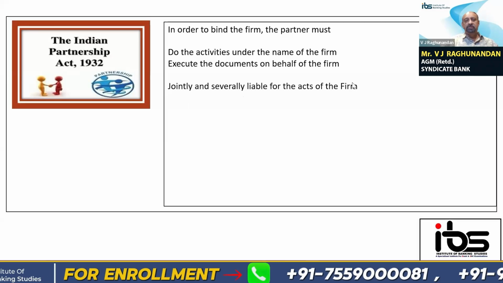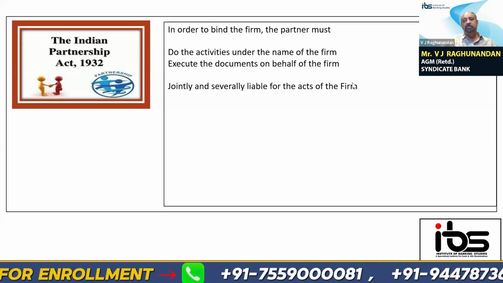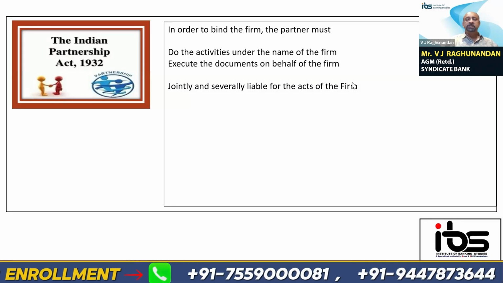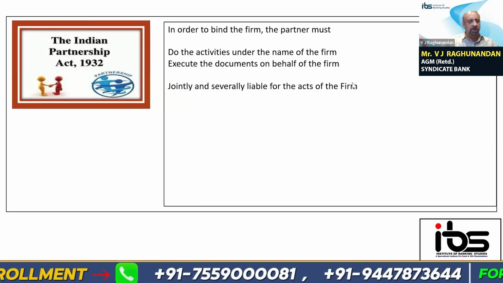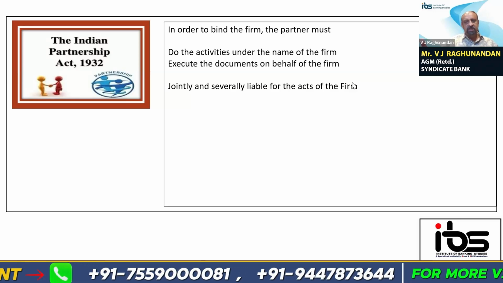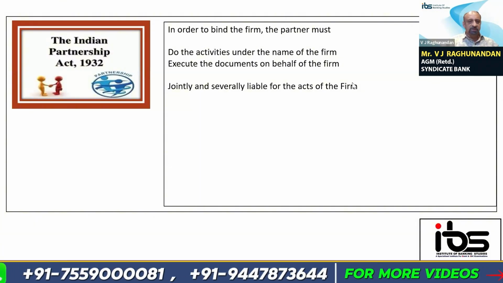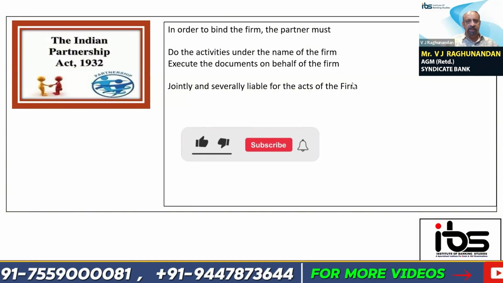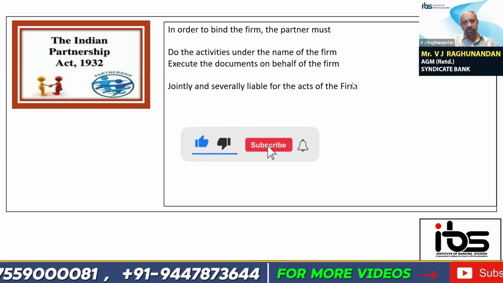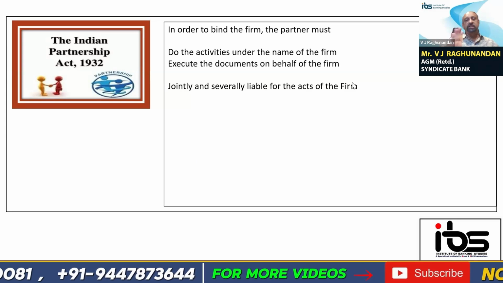Okay. And all the partners are jointly and severally liable for the acts of the firm. What is meant by joint? Jointly means it's a joint liability. If the partnership firm has probably 4 partners and it has borrowed 10 lakh rupees, each partner is jointly responsible, right? All of them are jointly responsible to pay. And severally means they are individually also responsible to pay.